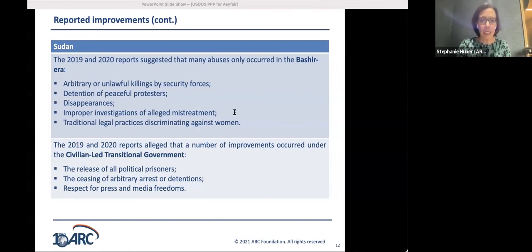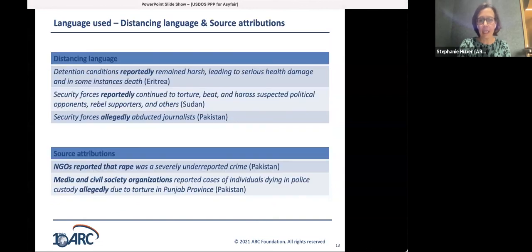So just to show you what I mean exactly, with regards to distancing language, in bold here, I've highlighted examples where distancing language was introduced. So, for example, whilst detention conditions were described as harsh in 2016 in the Eritrea report, in the subsequent years, they were documented as reportedly remaining harsh. With regards to source attributions, we've again observed those shown in bold at the bottom of your slide. For example, NGOs reported that rape was a severely underreported crime, whilst before they would have just said rape was a severely underreported crime.